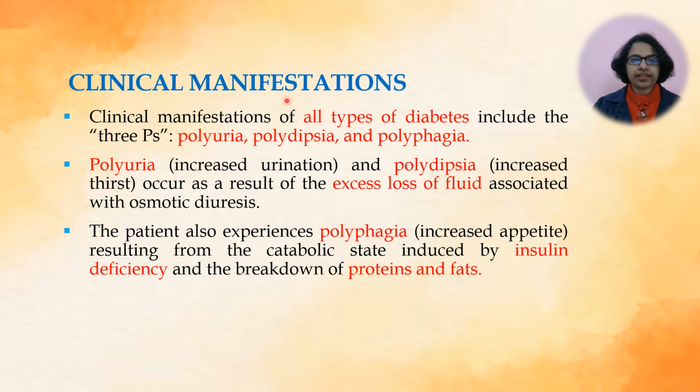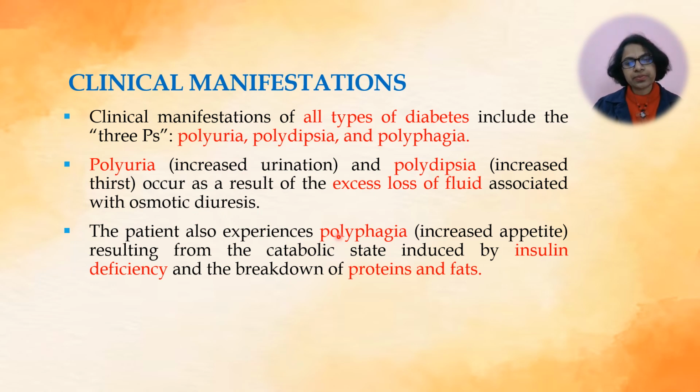So let us talk about clinical manifestations. Clinical manifestations of all types of diabetes include the three P's. So what do you mean by these three P's? Polyuria, polydipsia, and polyphagia. Polyuria means increased urination. The patient will go for frequent urination. And polydipsia, increased thirst. So the patient continuously wants to drink water. It occurs as a result of excess loss of fluid associated with osmotic diuresis.